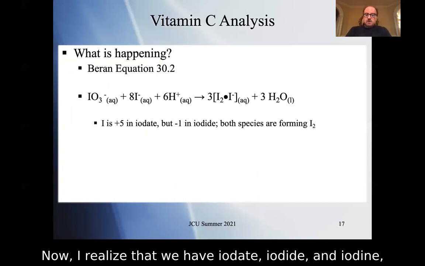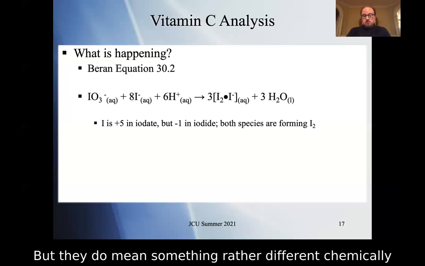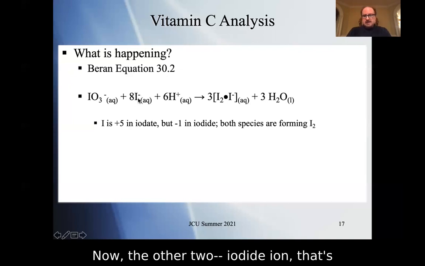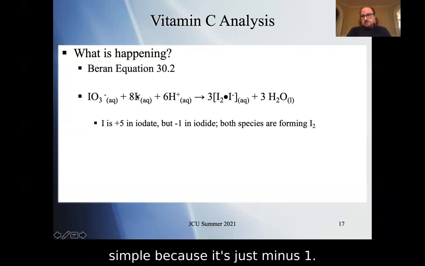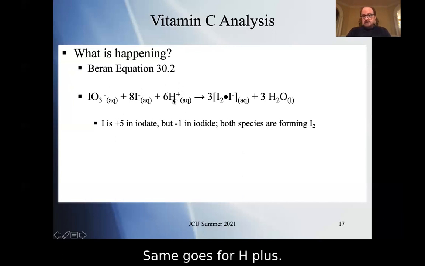Now, I realize that we have iodate, iodide, and iodine, which is the element. So just, please keep track of that. All of them sound quite similar, just a few letters different, but they do mean something rather different chemically in terms of what they are. Now, the other two, iodide ion, that's simple because it's just -1. It's just a single ion, so we already know the oxidation state. Same goes for H plus.